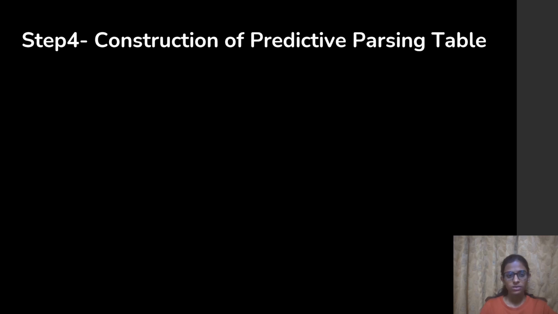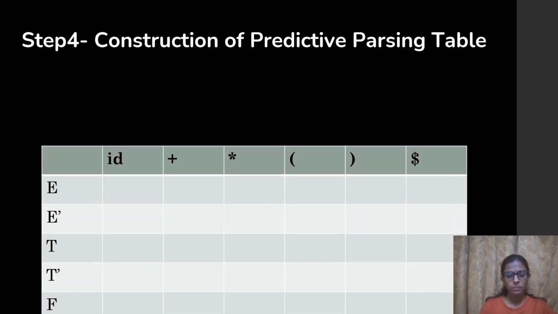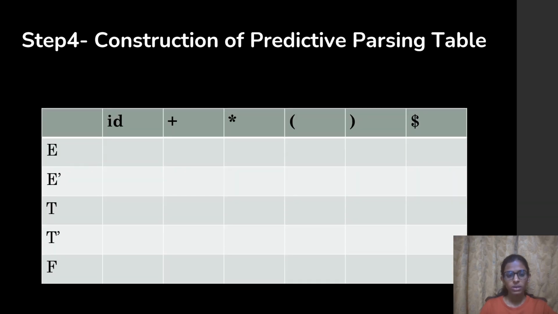Step 4, construction of the predictive parsing table. So this is how the predictive parsing table looks. It consists of 6 columns and 6 rows. So we have id, plus, star, open bracket, close bracket and dollar, and we have E, E', T, T' and F. So that is the non-terminal side and this is the terminal side. So this is the predictive parsing table.